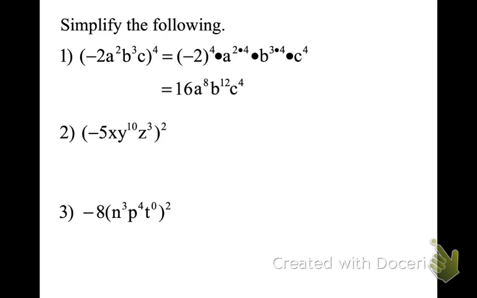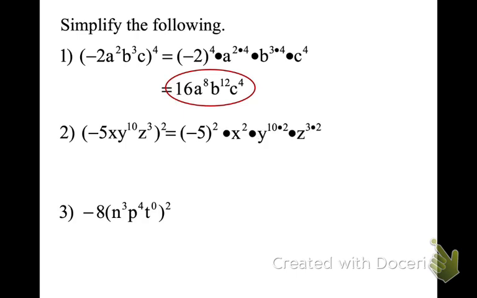Now let's check our work. You should have negative 5 to the 2nd power, x to the 2nd power, y to the 10th to the 2nd power, and z to the 3rd times the 2nd power, which would be 25 x squared, y to the 20th, z to the 6th.